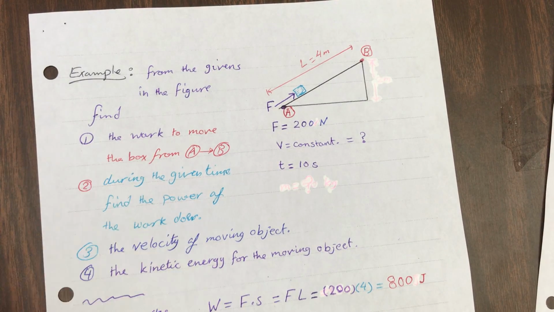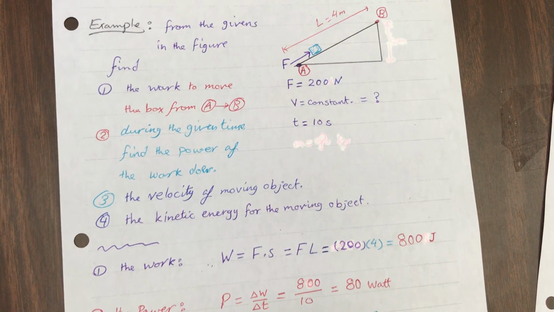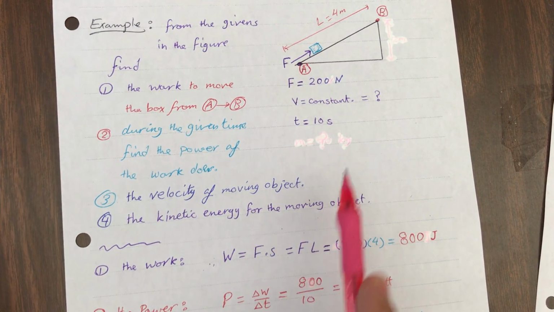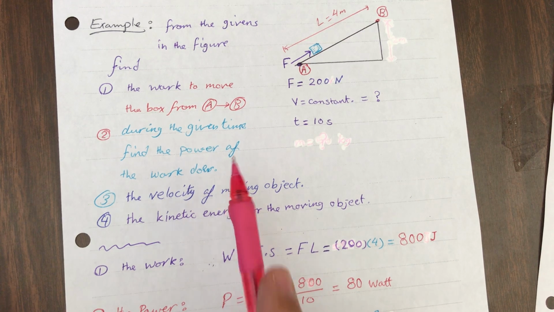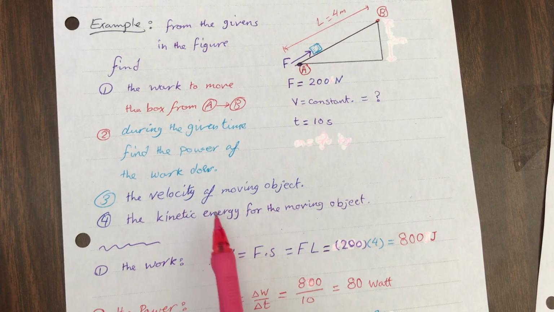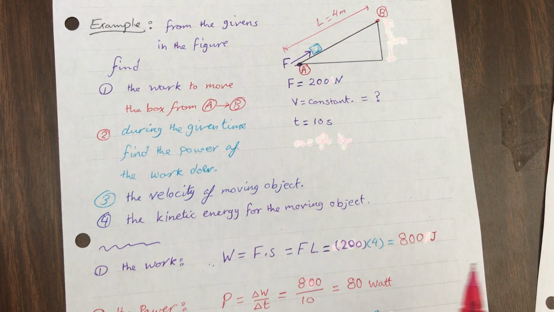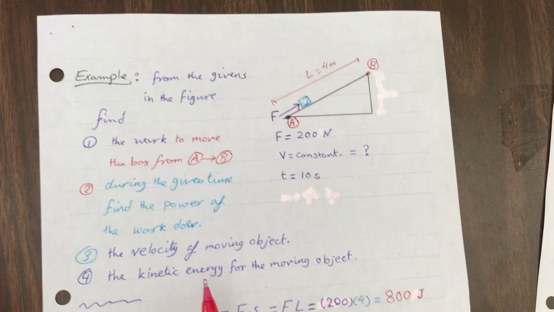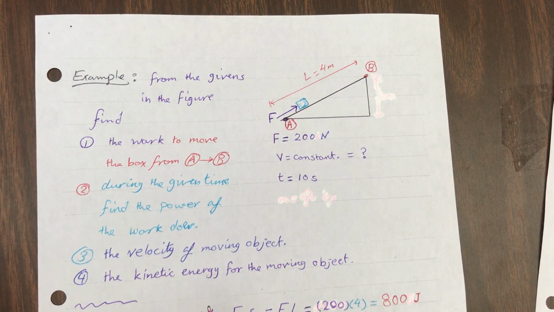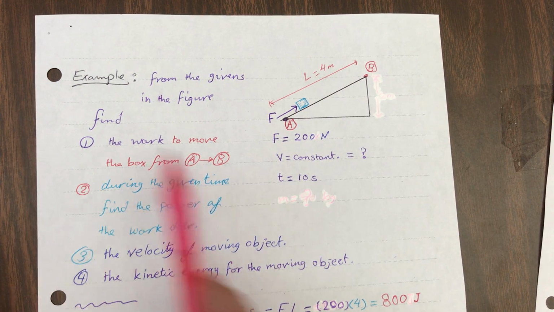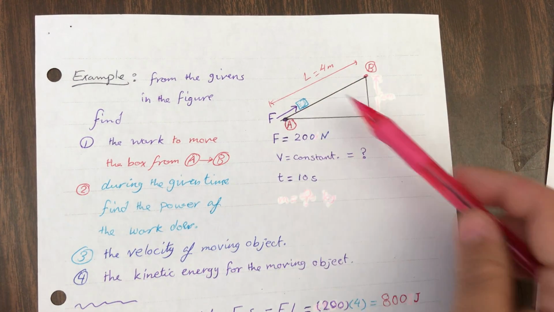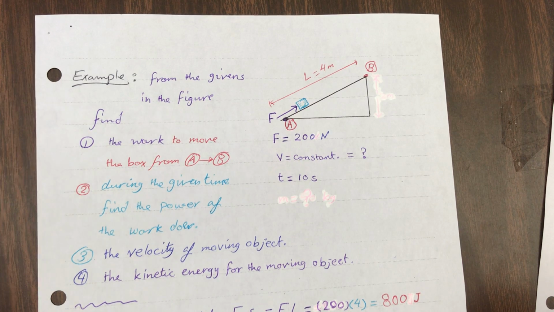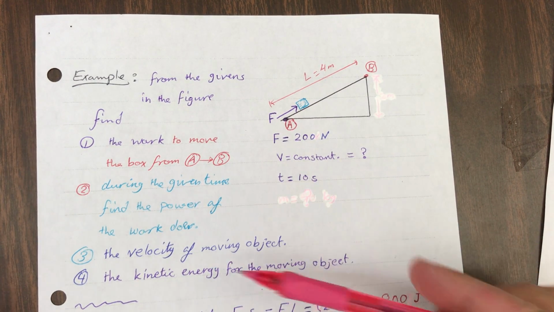We need to find the work to move the object from A to B. Then, during the given time, we need to compute the power, the velocity, and the kinetic energy. If you look at this problem, we have many requirements for this system, but it is just one line for each one of them.